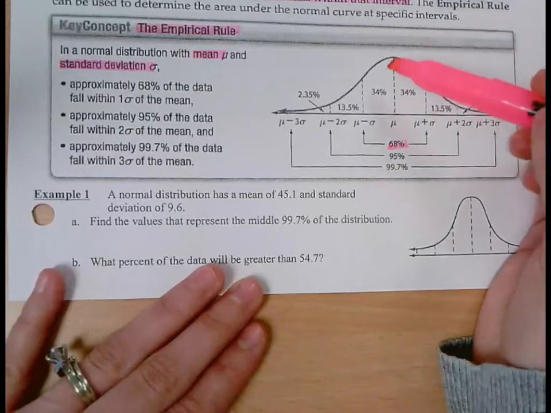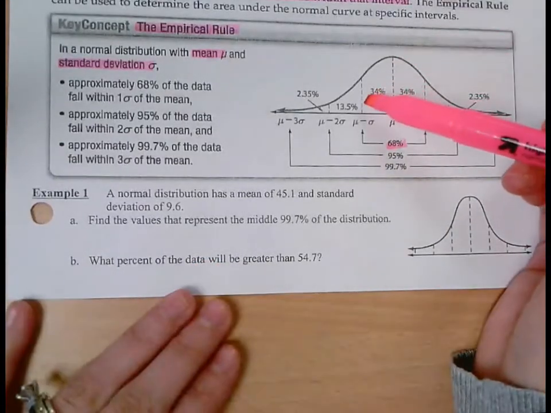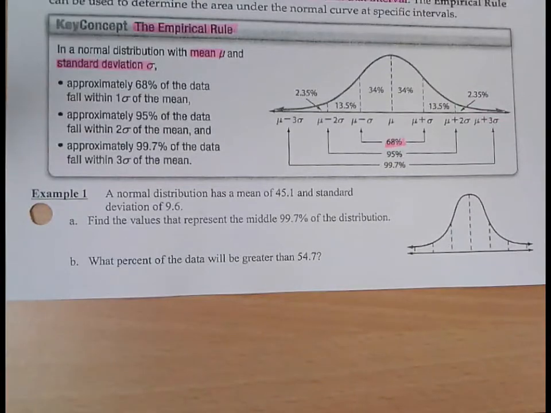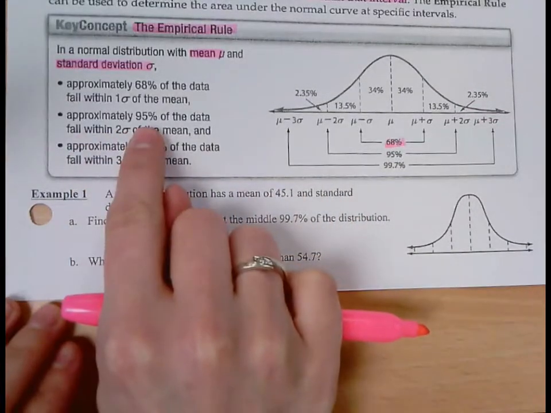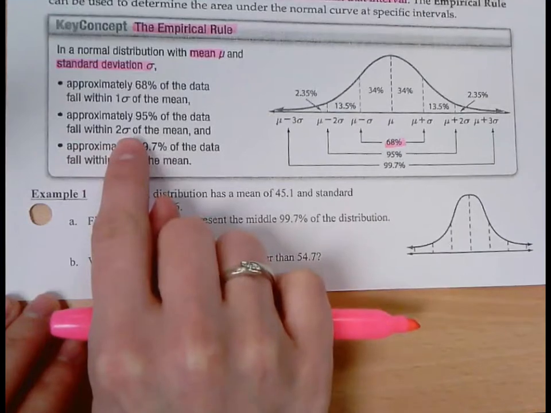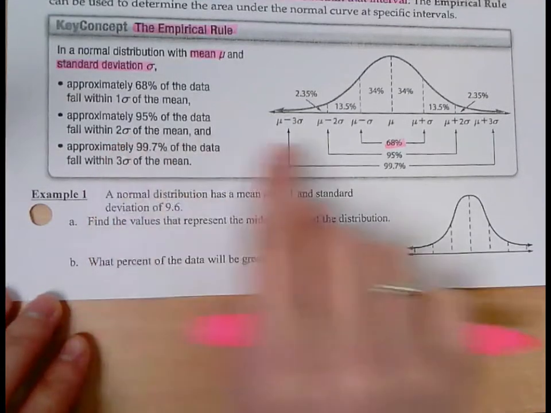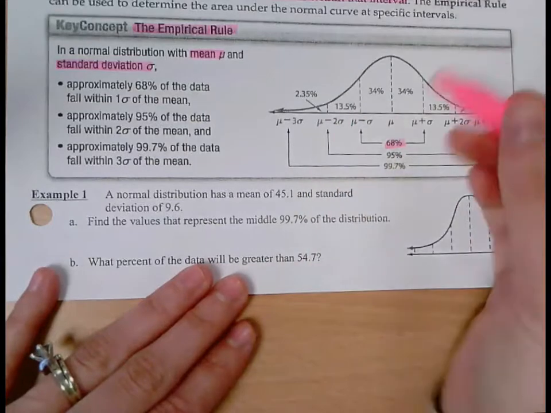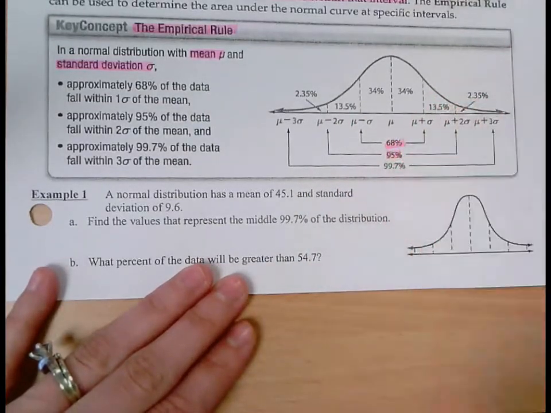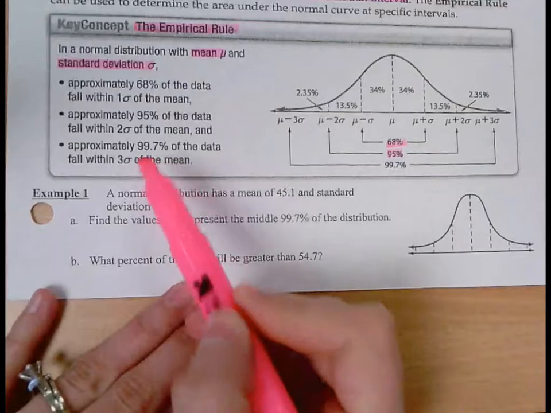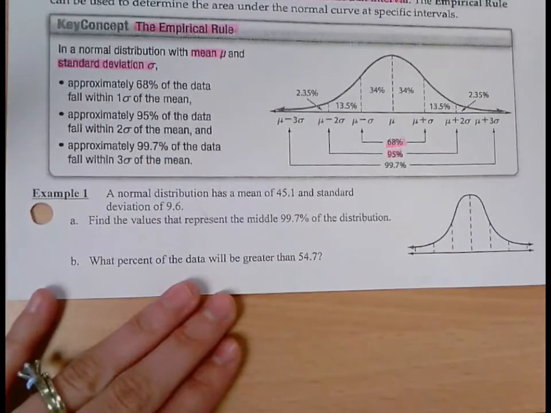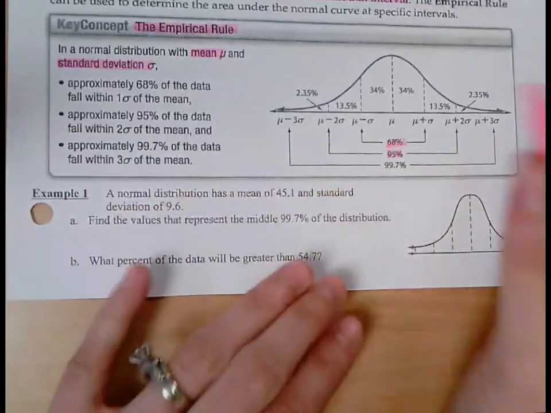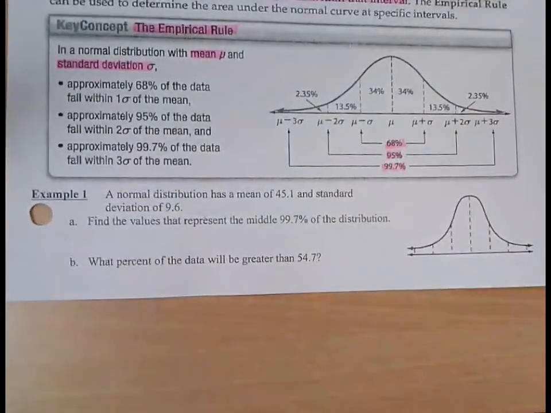Within that 1 standard deviation is 68% of your data. So the probability that any value would fall between those two values would be 68%. Approximately 95% of the data fall within 2 standard deviations, so if you go out another standard deviation in either direction, that represents 95% of the data. And approximately 99.7% of the data fall within 3 standard deviations. So you're going out another standard deviation in either direction, and that's 99.7.